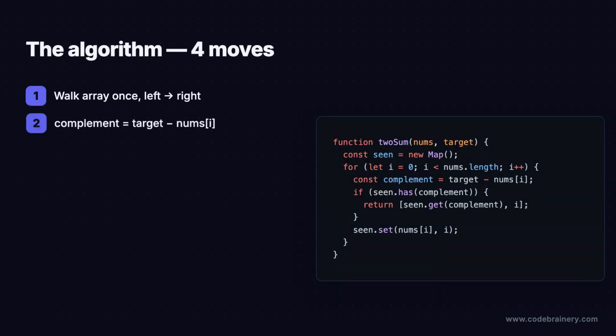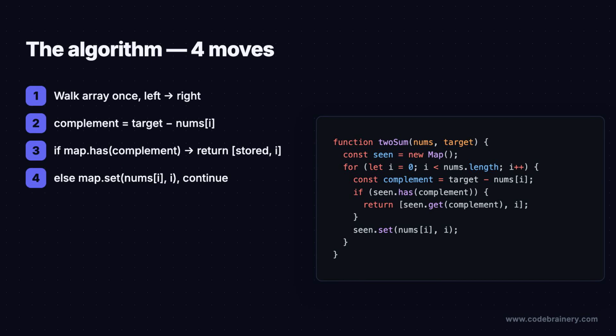The algorithm in 4 moves. 1. Walk the array once, left to right. 2. For the current number, compute the complement, target minus current. 3. Ask the map, have I seen complement before? If yes, return the stored index and the current index. 4. If no, store current value mapping to its index, and keep walking.